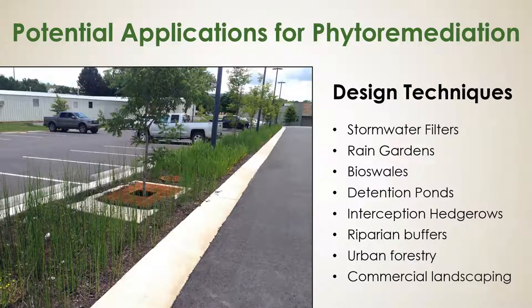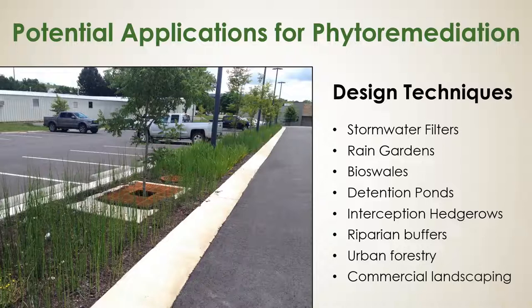Here's a picture of a parking lot at the University of Arkansas, down the south part near Razorback Road. And this is just a little biofilter there. The stormwater runoff comes off of that parking lot, goes into that area, and then you have some horsetail, Equisetum hyemale probably, and some trees there that are helping pull up some of the water that's in that stormwater runoff. So there's ways that we can incorporate some of these species into the way we design the built environment, whether it be stormwater filters, rain gardens, bioswales, detention ponds, interception hedgerows, riparian buffers along streams, urban forestry, and commercial landscaping. I'll go into a little bit about air quality here at the end.